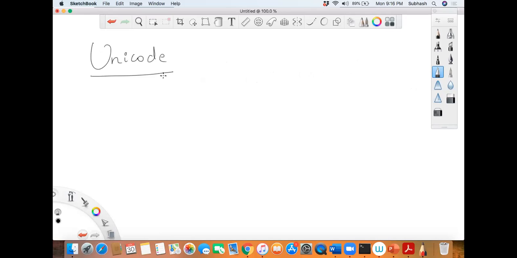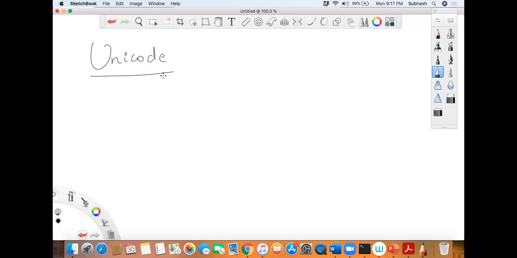And in which format is it represented? Hexadecimal format. In Unicode, even ASCII is also covered. Unicode is so big that ASCII characters are included in it. So you can represent Kannada characters, Tamil characters, French characters, Chinese characters. All these are possible.